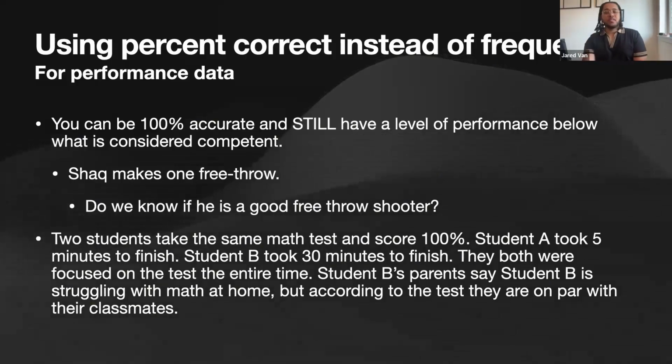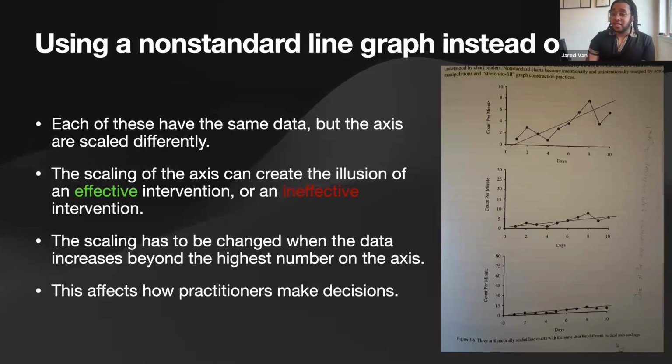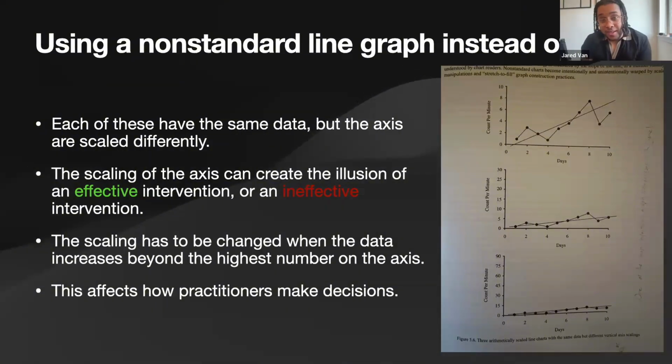Now let's go on to using a non-standard line graph instead of a standard acceleration chart. I want you to look at these graphs right here, these charts. Each of these have the same data, but the axes are scaled differently. You can stretch or shrink your y-axis to make your intervention look more or less effective. The scaling of the axis can create the illusion of an effective intervention or an ineffective intervention. And the scaling has to be changed when the data increases beyond the highest number on that axis.